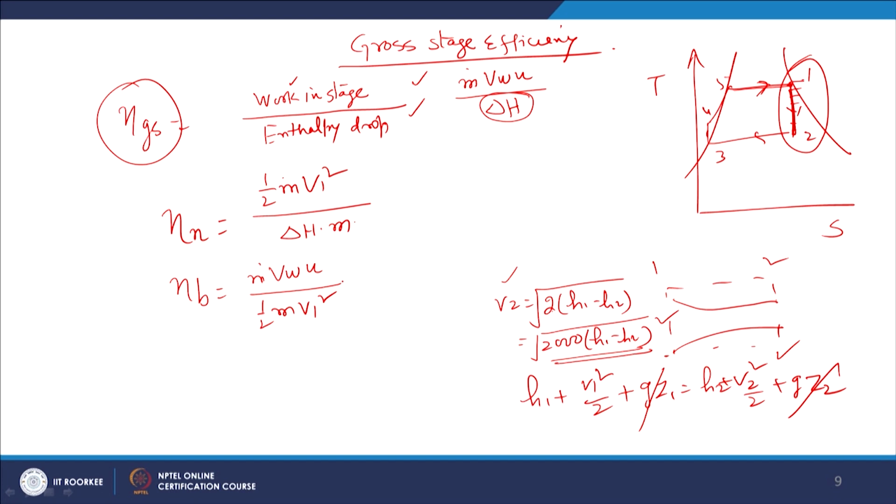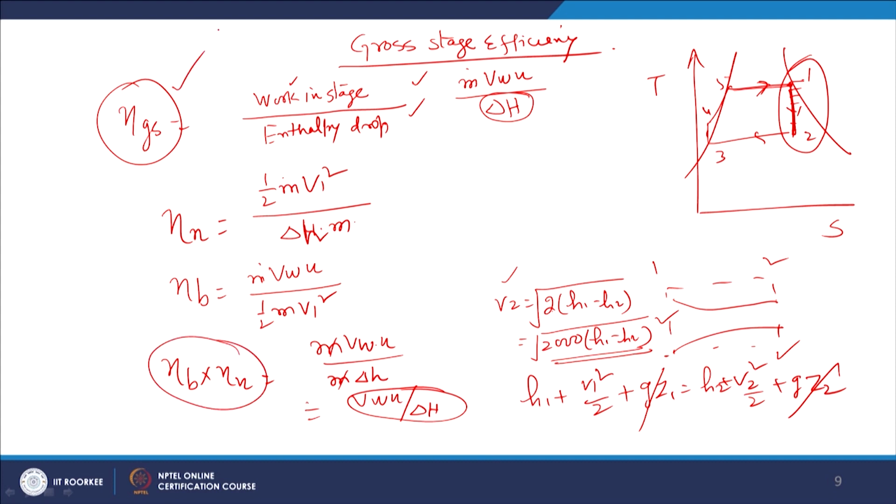Now if we multiply this blade efficiency by the nozzle efficiency, the efficiency of the blade and the efficiency of the nozzle, what are we going to get? We are going to get m VW U divided by m delta h, this is small h, and this m will be cancelled out, and we will be getting VW U by delta h. So if you want to have the gross stage efficiency, then simply we can multiply these two efficiencies, and we will be getting the gross stage efficiency.